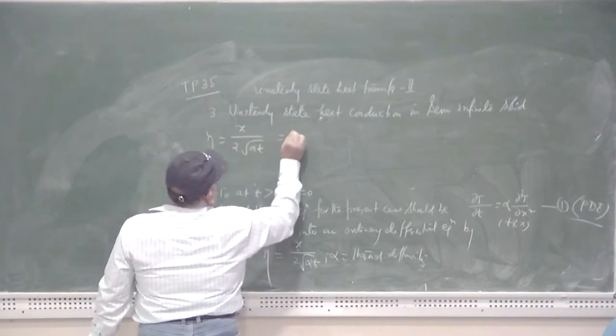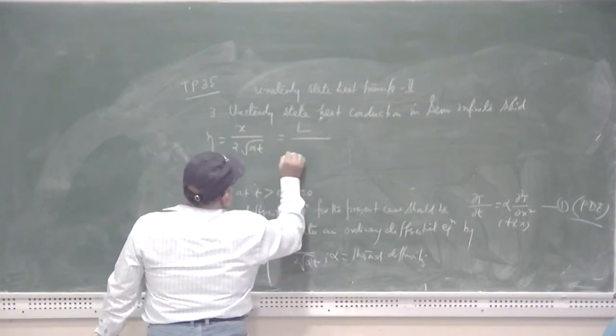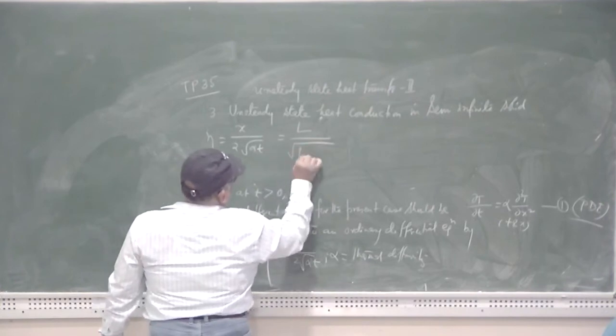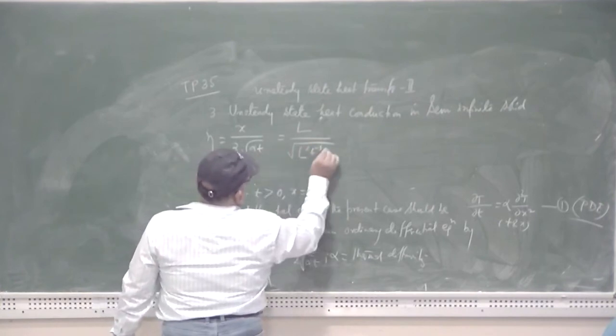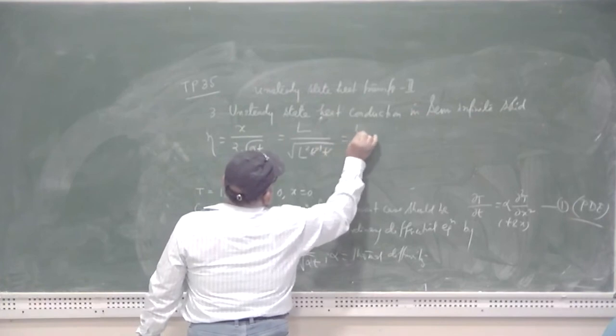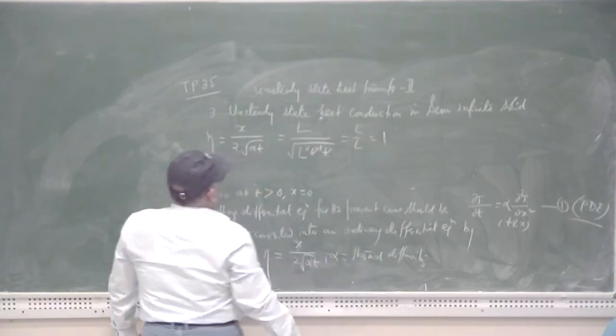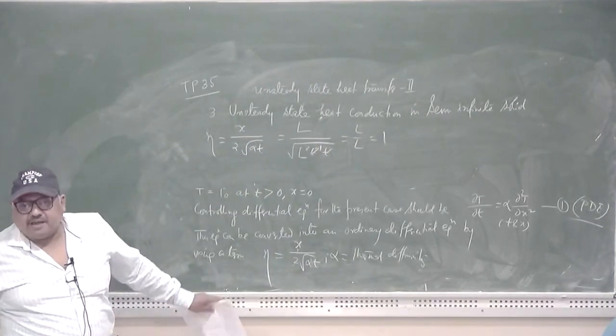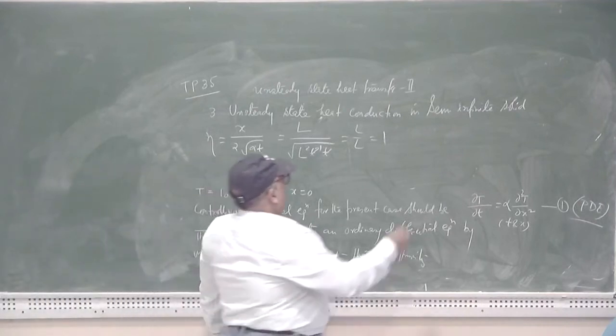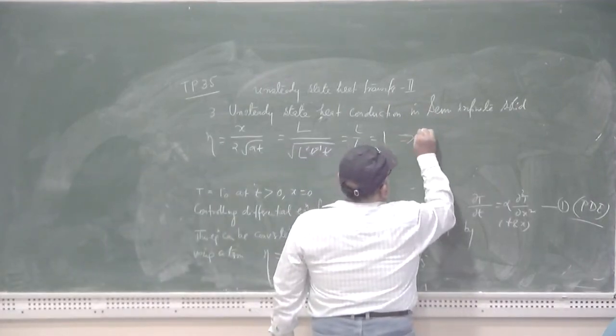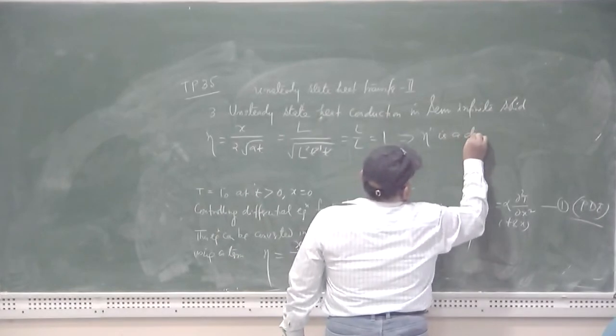Dimension of x is L, divided by under root alpha, which has the dimension L square t raised to the power minus 1, into t. That means L upon L, that is equal to 1. So this quantity is dimensionless in nature. So eta is a dimensionless quantity.